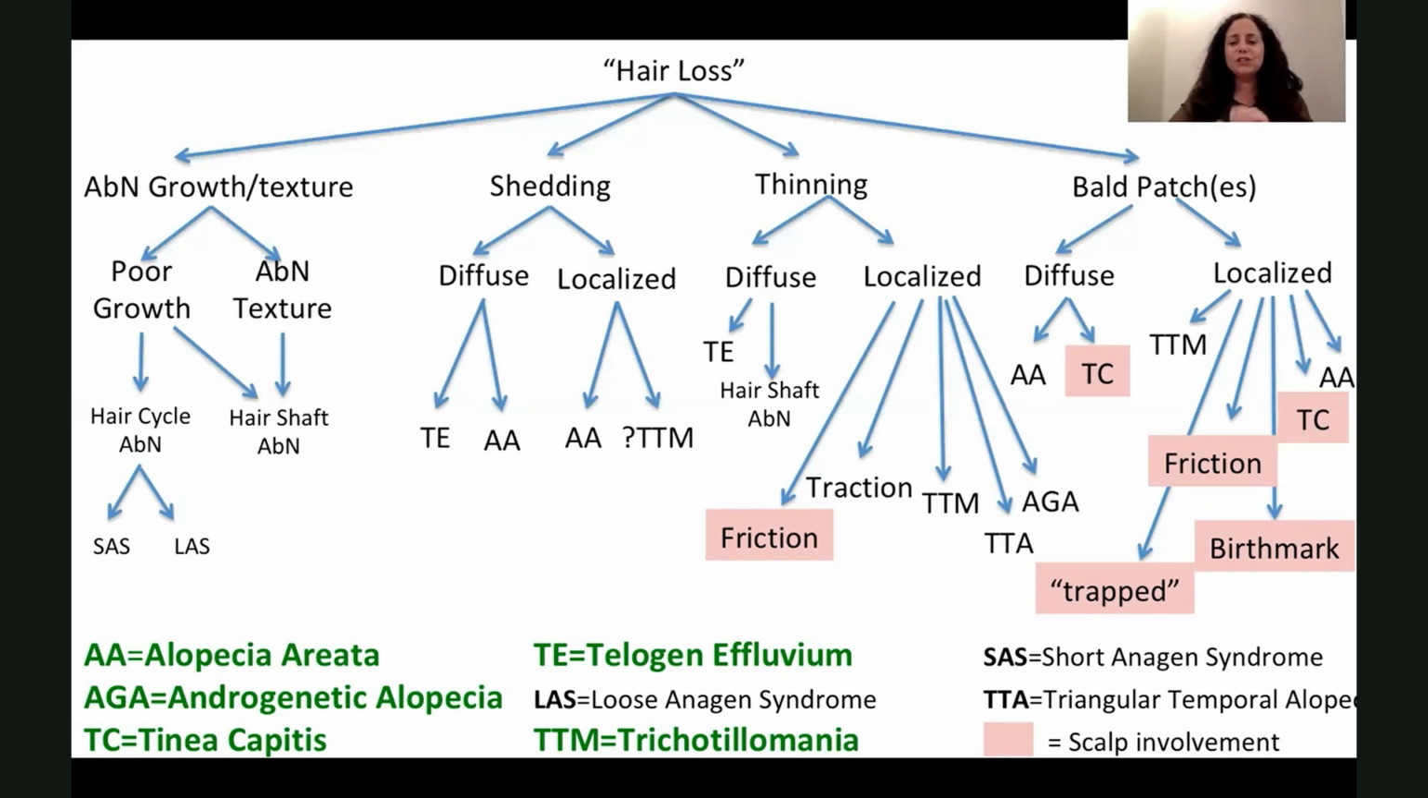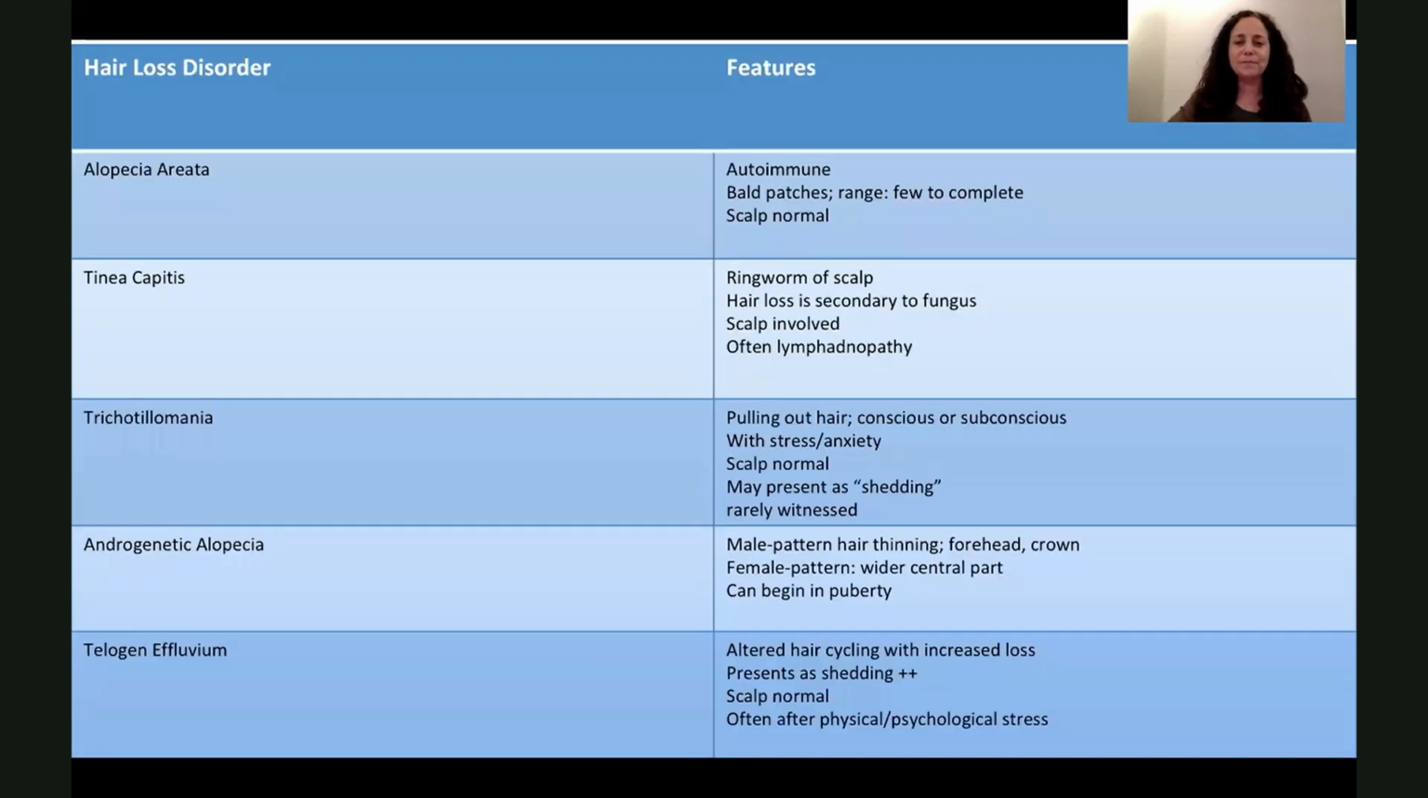The conditions that are highlighted in pink can often affect both the scalp and the hair, either primarily or secondarily. So hopefully this overview will give you a sense of how to practically divide up patients who come in and present with hair loss. And by looking at the different patterns and presentations and taking your historical clues and what you see on exam, hopefully being able to narrow down to what the actual diagnosis is.